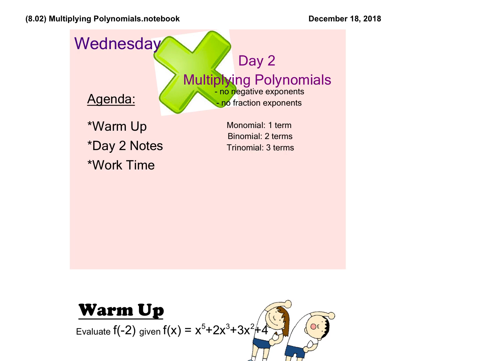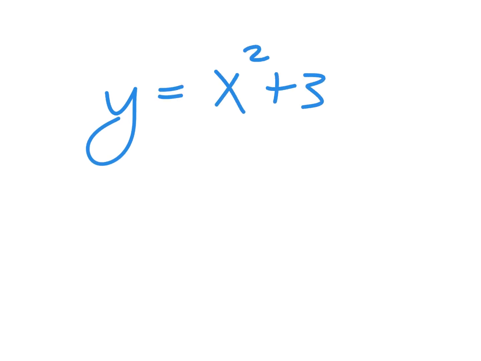So for today, we just had to multiply polynomials. What the heck is a polynomial again? Y equals x squared plus 3. That's a polynomial. It's just kind of a small one. What would make it not a polynomial is if this was negative, or if this was a fraction power, like 2/3, then it wouldn't be a polynomial.